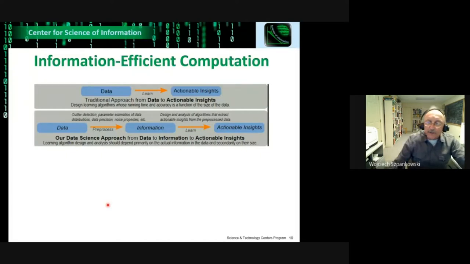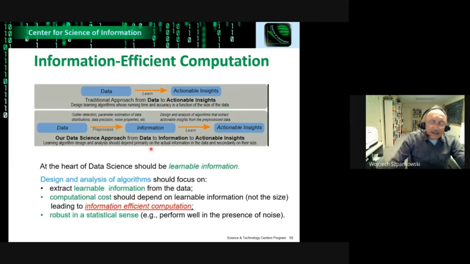Two more things. In understanding the brain, let's say, and studying it, we go from data, and we have a lot of data. And we try at the end to learn something, to build a model, let's say. But we have to go through the information part of it. And I already mentioned this. I call it information efficient computation because these are two phases of it.